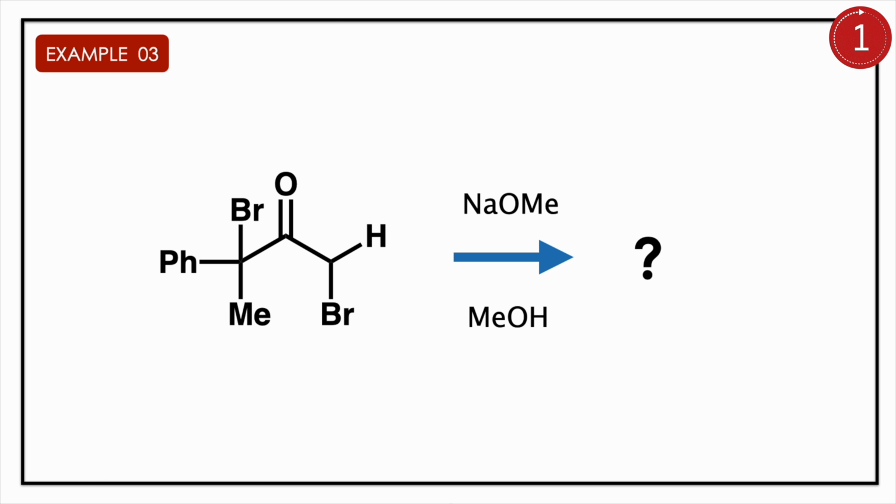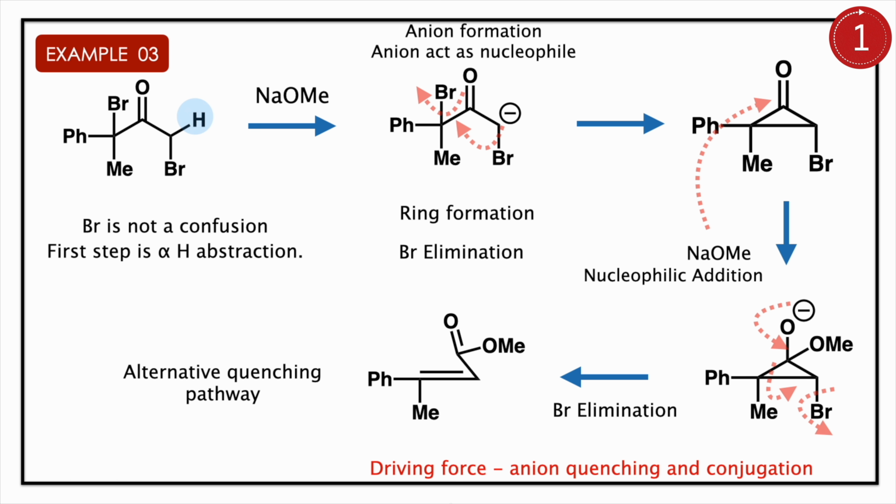Then the next example is very interesting because you have a carbonyl with a leaving group on both sides, bromine and bromine. One side is attached to phenyl and methyl, the other side to bromine and hydrogen. So you are using sodium methoxide, methanol. You should find what will be the final product. Here bromine is not a confusion because our aim is to abstract the alpha hydrogen. Here there is only one hydrogen. The other bromine is just a distraction.